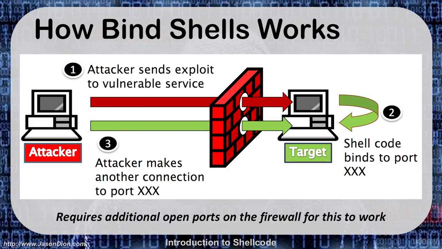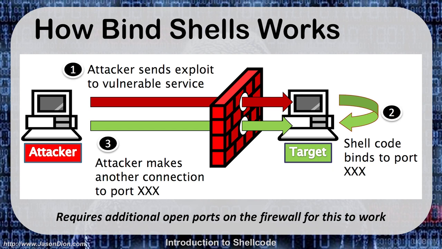So let's talk about how bind works first. With bind, the attacker sends an exploit to a vulnerable service. So let's say you're running something vulnerable like VSFTP. If you're running that, the attacker sends the exploit to the vulnerable service, the shellcode is going to bind itself to that port 21 for FTP, and then the attacker will be able to make a separate connection to port 21. That's how bind works. It binds itself to a port.